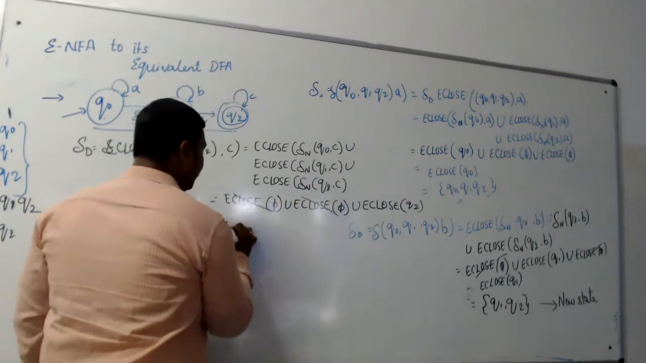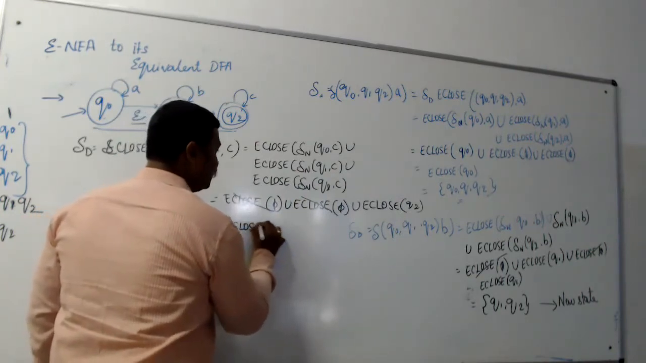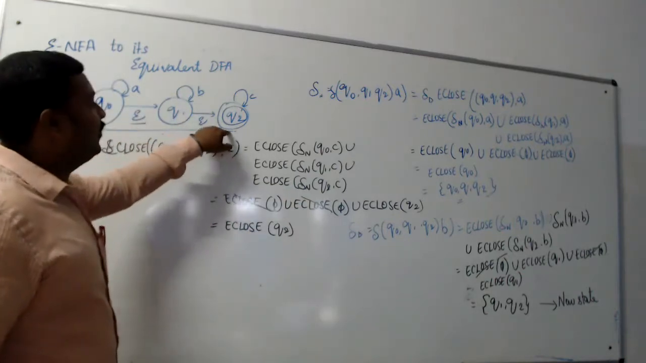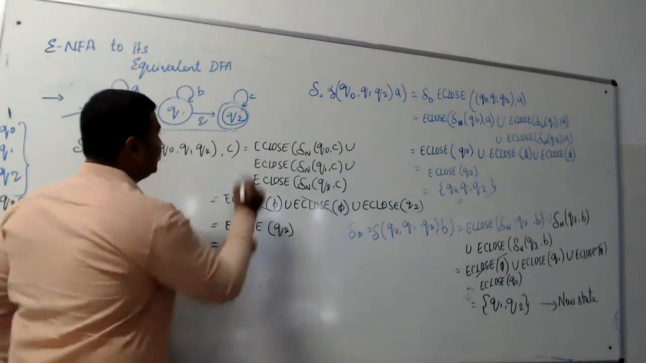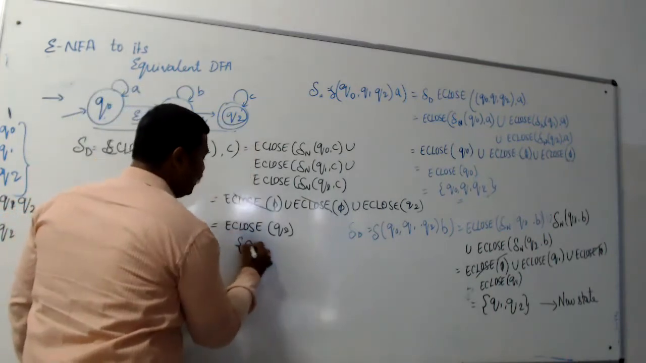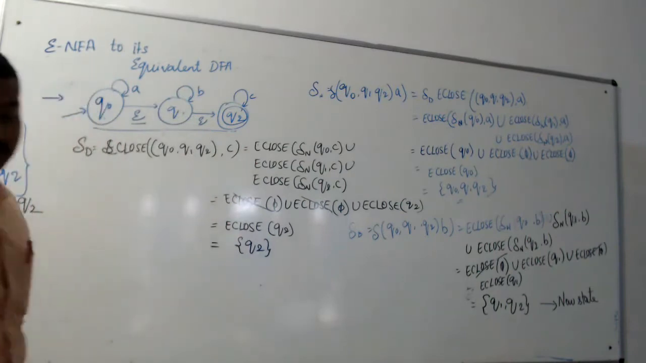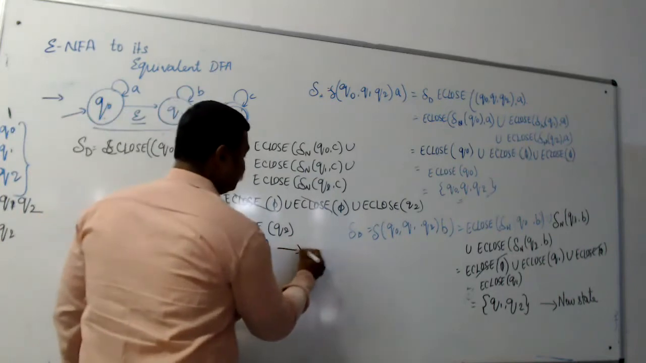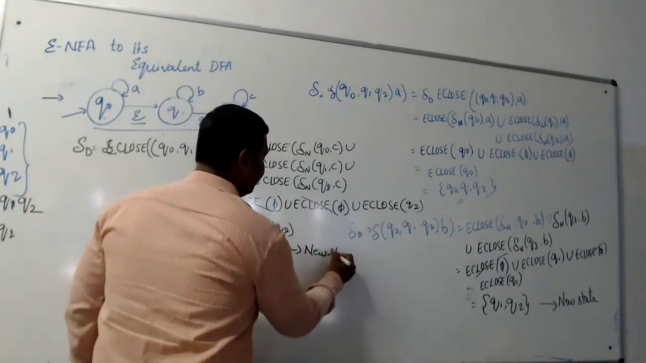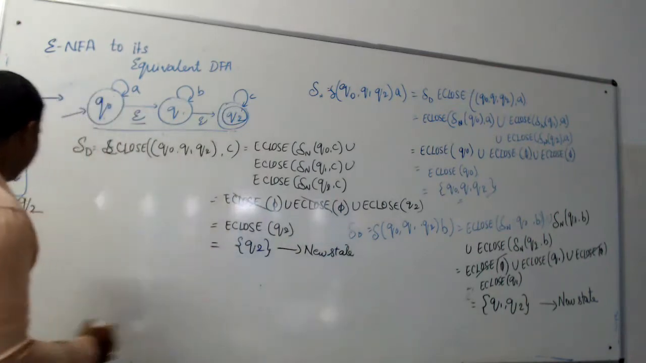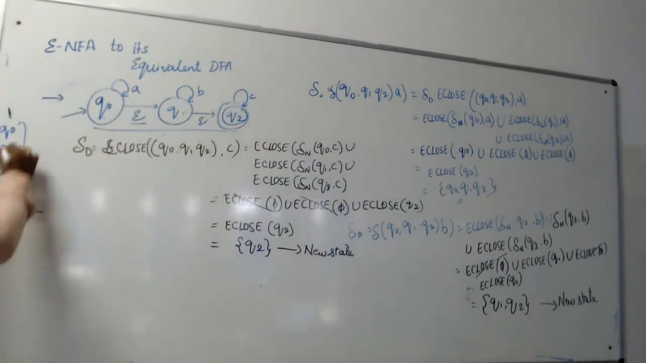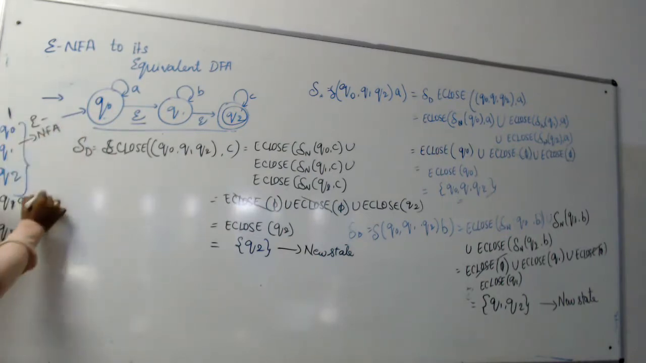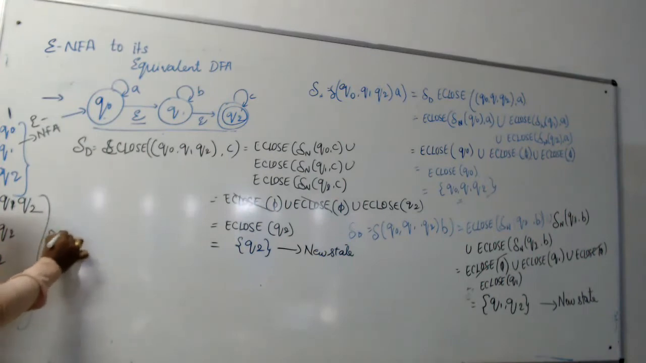Next you will get E close of Q2. So upon Q2 on epsilon, wherever it is reachable, that will be your states. Upon epsilon I am able to reach only Q2. This is my state. Again, this will be my new state, Q2. These are the existing states of the epsilon NFA, and these are the states of my equivalent DFA.